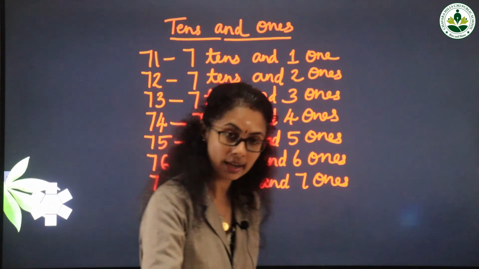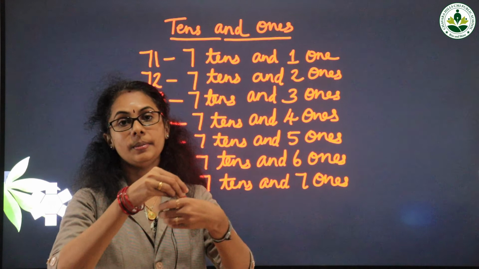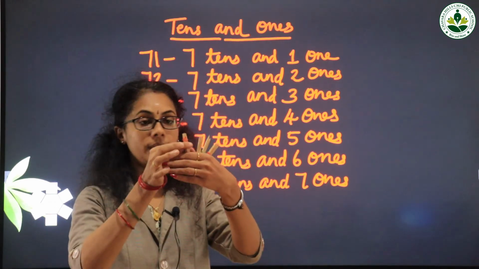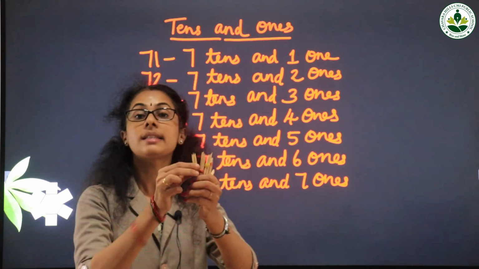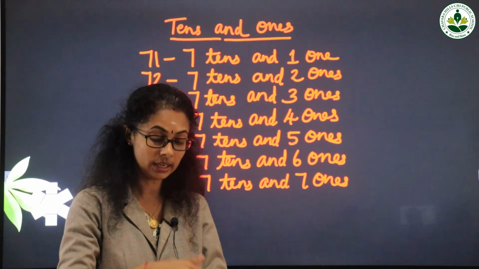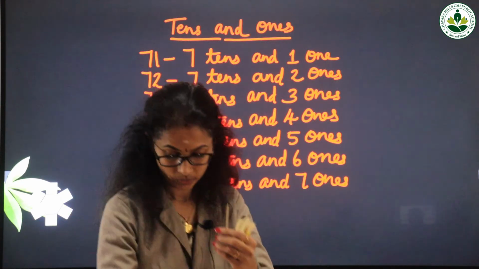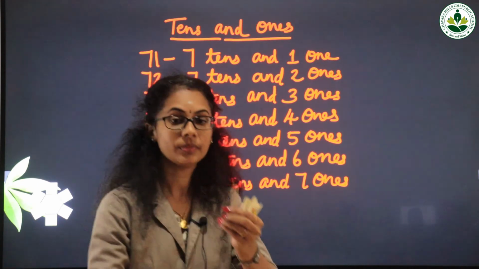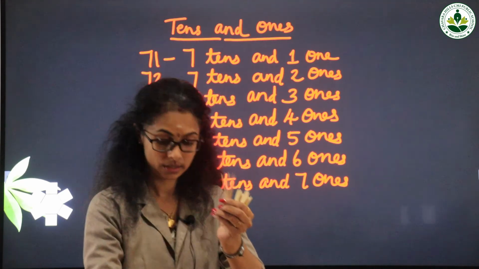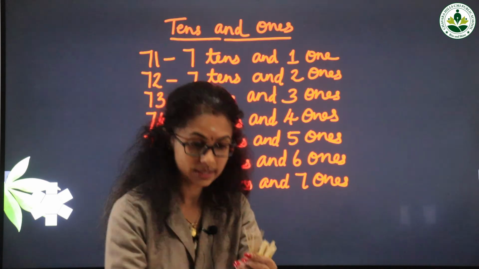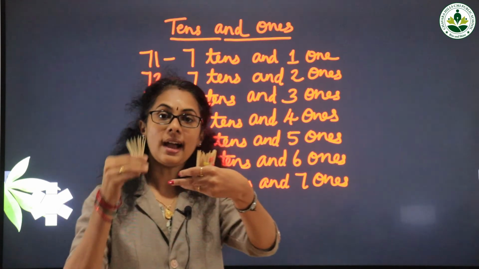Number 78. How many tens and ones in 78? 1 ten, 2 tens, 3 tens, 4 tens, 5 tens, 6 tens, 7 tens. 7 tens are 70. Then how many ones in 78? 8 ones. 1, 2, 3, 4, 5, 6, 7, 8. Okay, 7 tens and 8 ones.